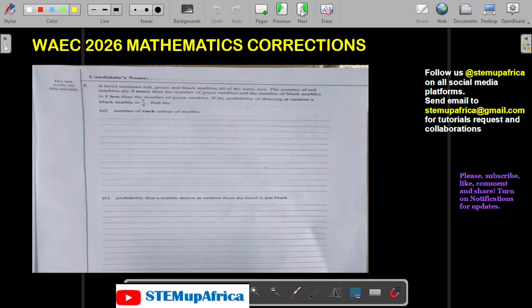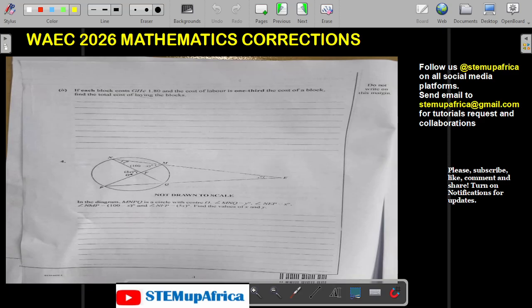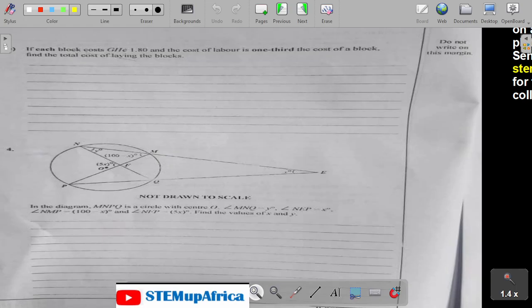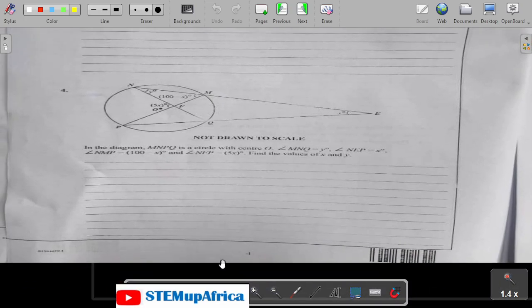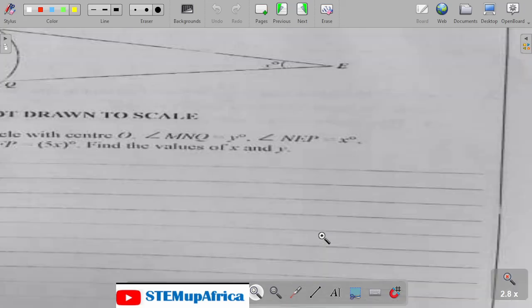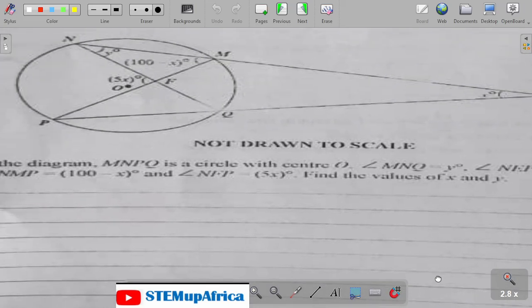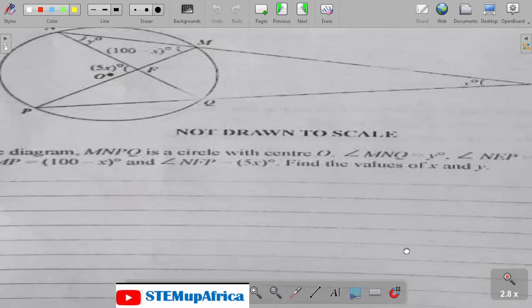Let's go to question 4 and see what we have there. Question 4 happens to be circle geometry.